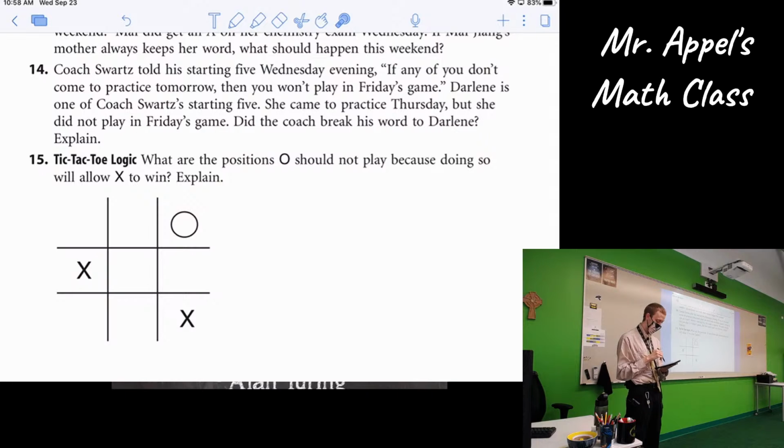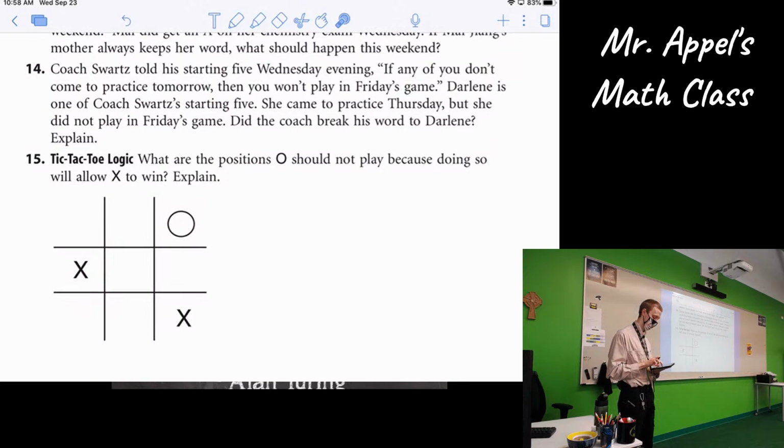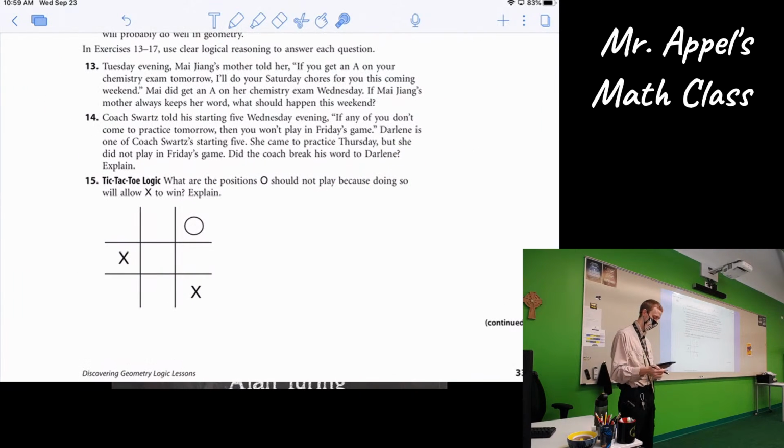If O plays here, then this would happen, then this would happen, X would be able to win. I don't want that to happen, right? If O plays here, then X could play there, and it would, right? So work through that, write out the logic of if, then. We're going to assume X is always playing the best move here, okay? Write it out that way.